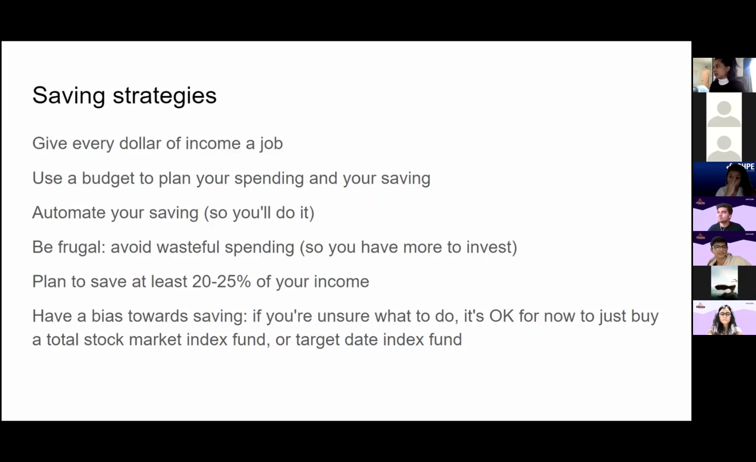And if you don't know what to do, don't panic. Buy a total stock market index fund or a target date index fund. A target date index fund kind of buys one of those model portfolios we looked at earlier. So that would be something that you could do. So be in the market. And so that's it. That's my talk.